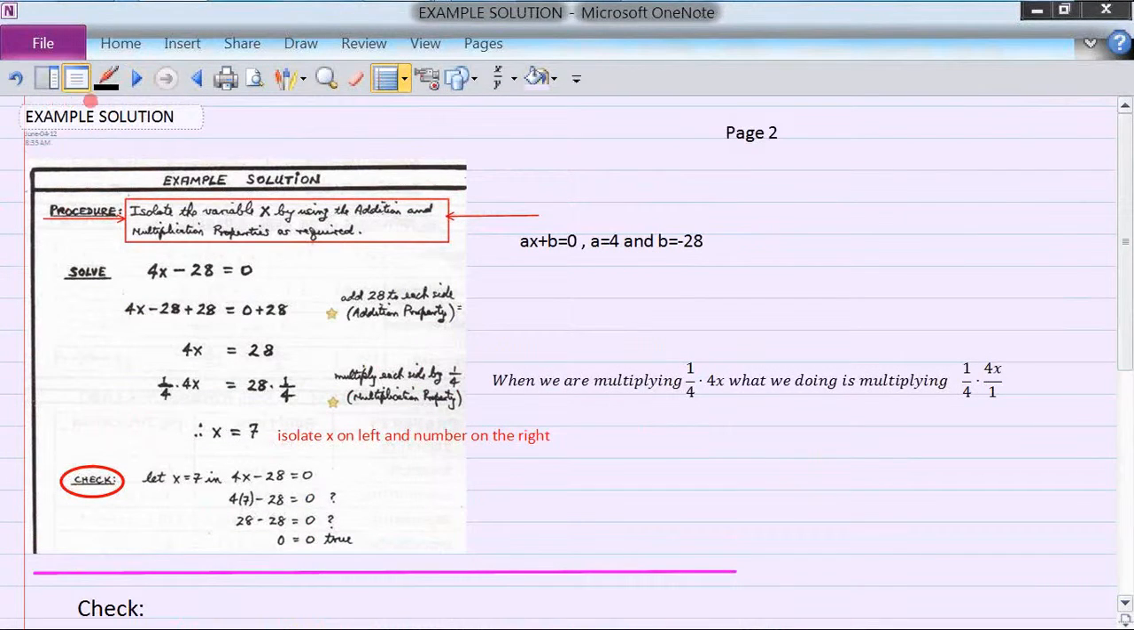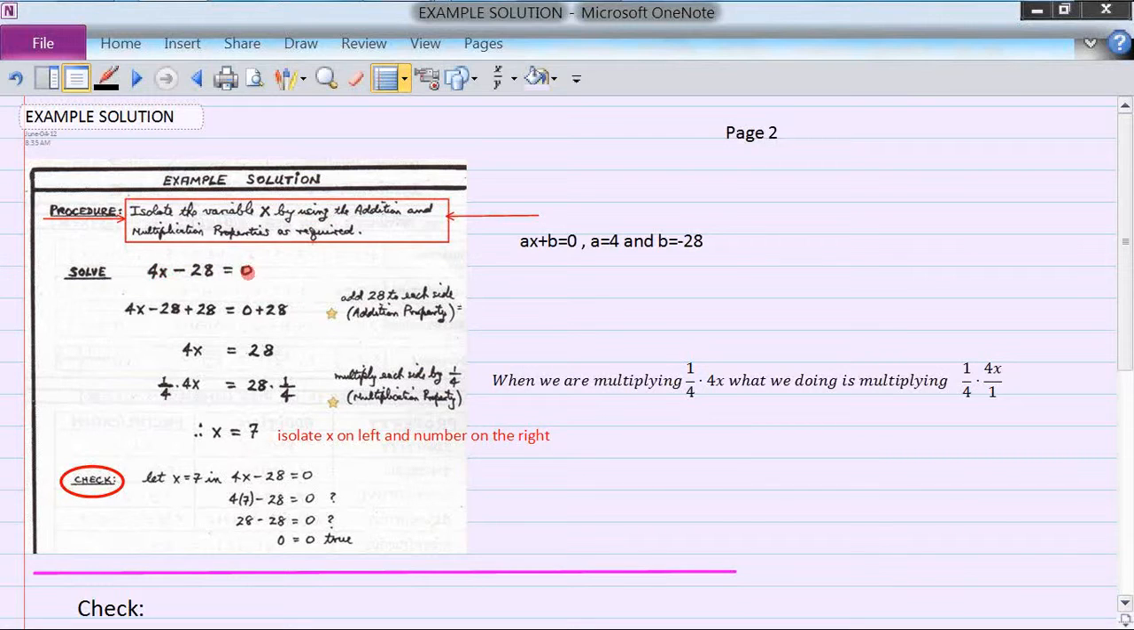Now we're going to look at an example of an equation and how to solve an equation. The procedure here is to isolate the variable x by using the addition and multiplication properties as required. Now what does that mean? We're going to see here we have a basic equation and we want to solve it for x.